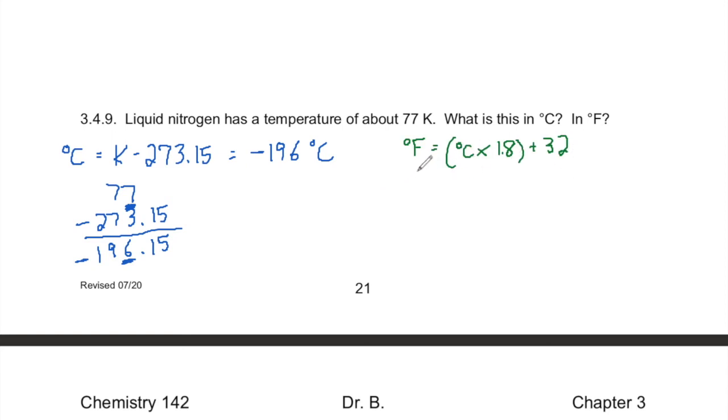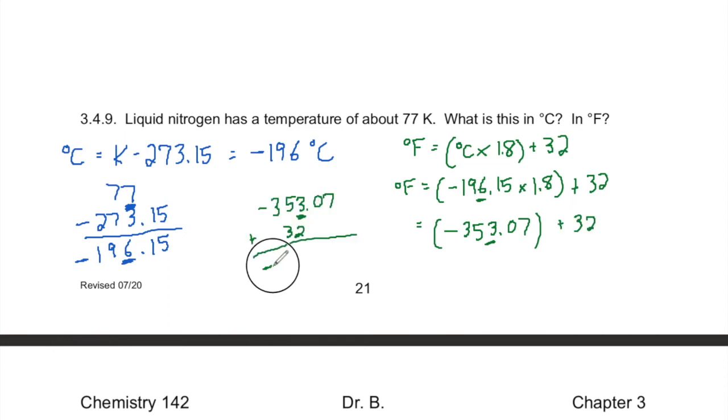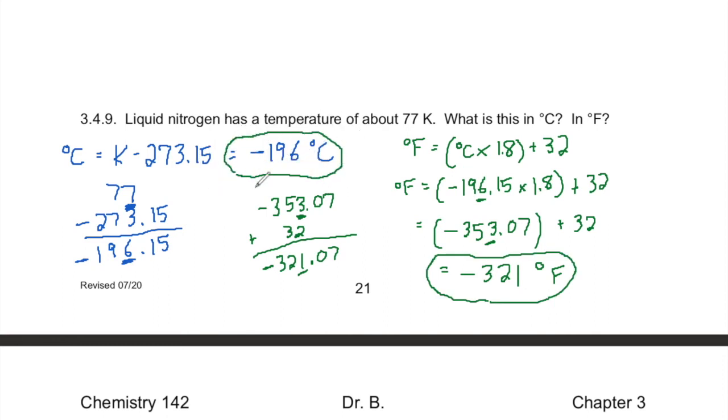When we convert it to Fahrenheit, if we like, we can use this intermediate value, just keeping track of where the significant digits are. So we can use negative 196.15, but just keep in mind that it has 3 significant digits. So this becomes negative 353.07 with 3 significant digits. So our uncertainty stays at the ones place. So that should be reported as negative 321 degrees Fahrenheit. So these are our 2 answers to those conversions.